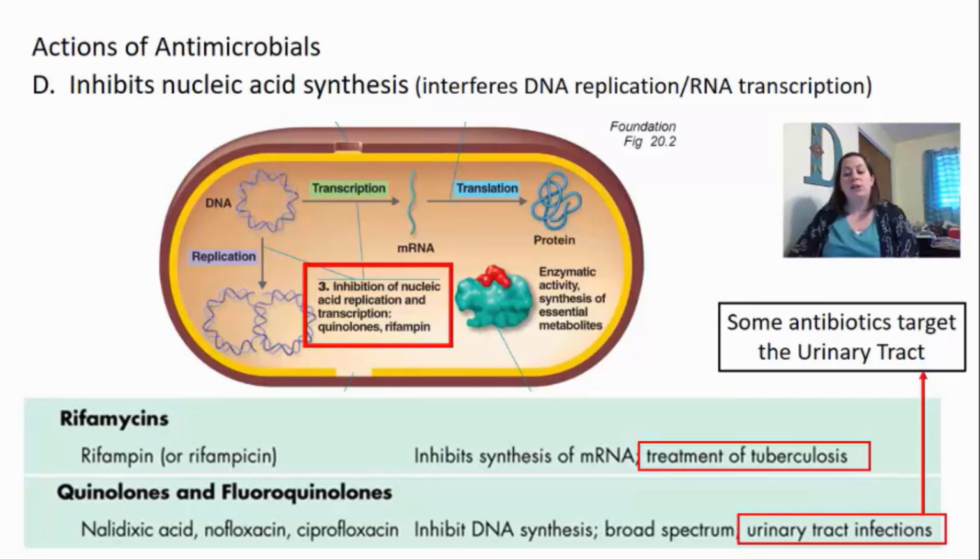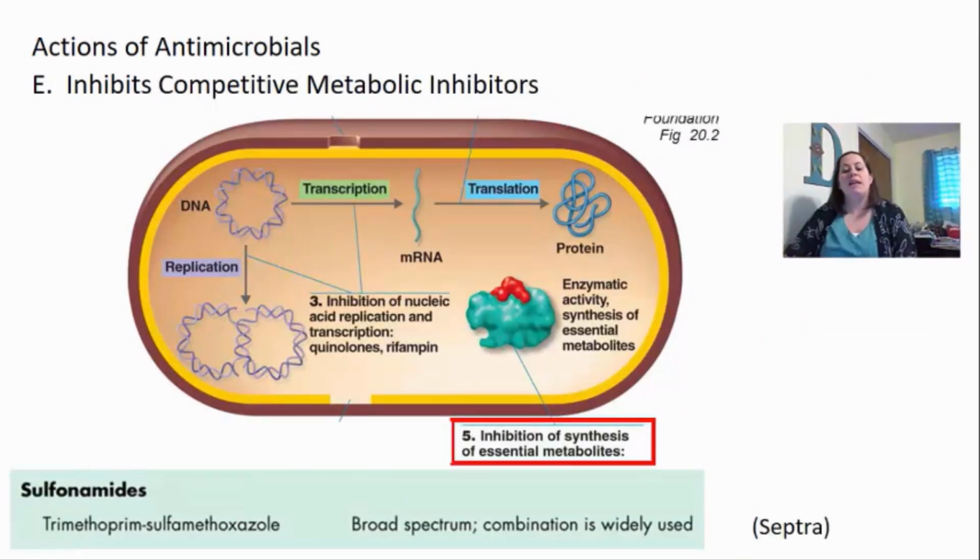Quinolones or fluoroquinolones are another example. These are going to inhibit DNA synthesis. They're also broad spectrum, but these are going to help against urinary tract infections. Some antibiotics target the urinary tract specifically here, and one of them is the ciprofloxacin. This one you normally hear about patients being on Cipro when they have a urinary tract infection, and this is that antimicrobial. Another way is we can inhibit the competitive metabolic inhibitors.